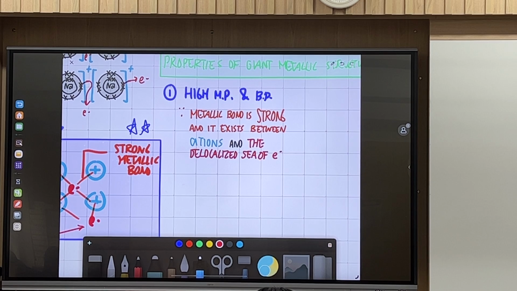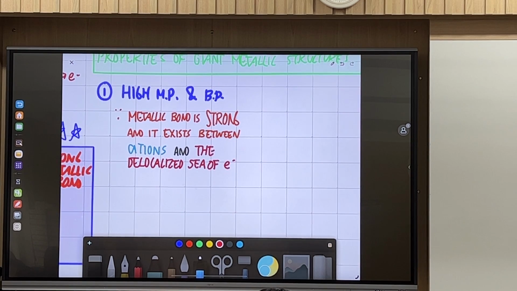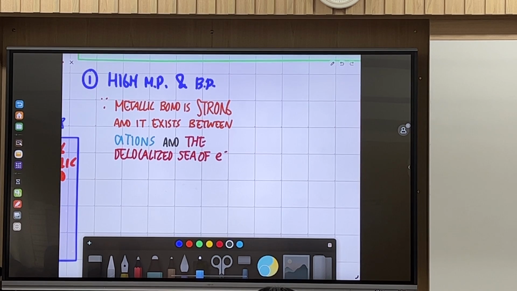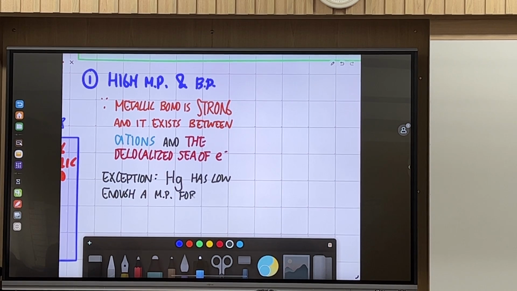There is only one metal that has a low enough melting and boiling point for it to exist as a liquid at room temperature. That's mercury. So like an exception, write down: mercury has a low enough melting point for it to exist as a liquid.